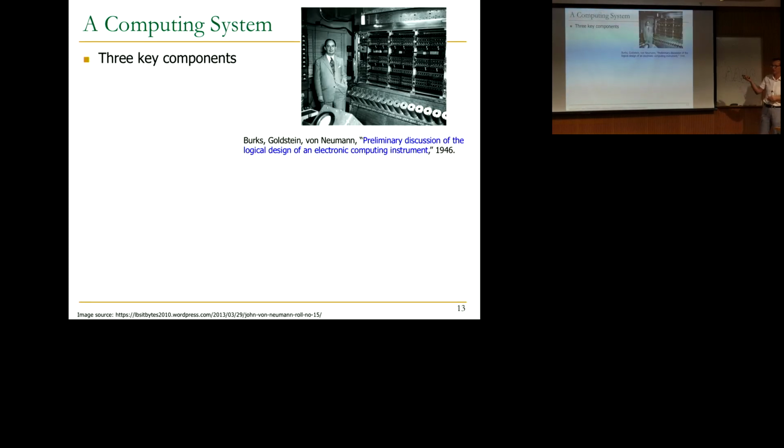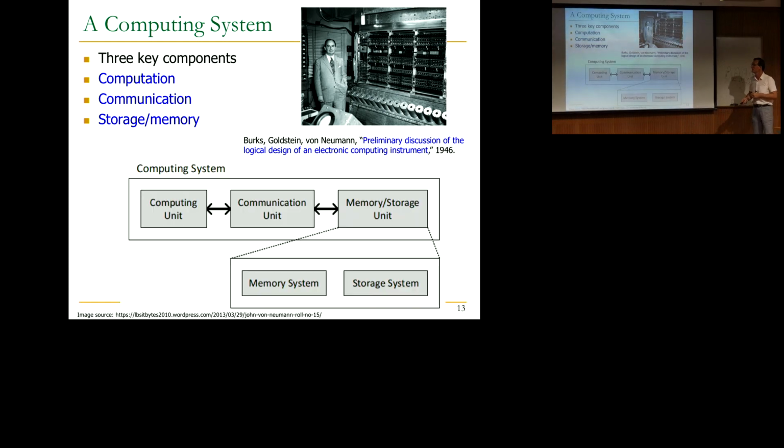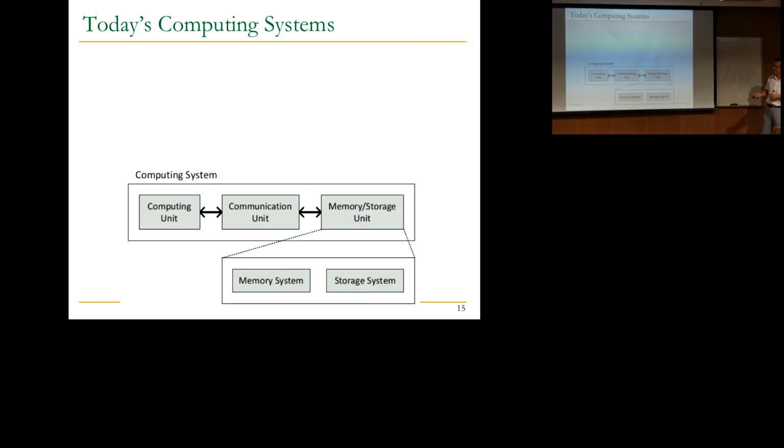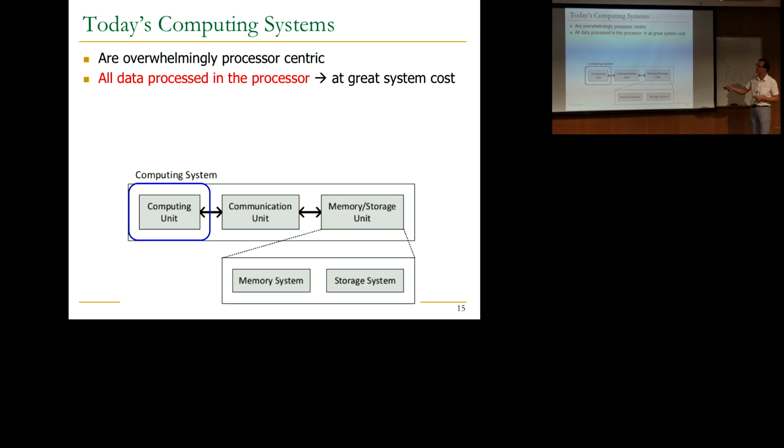processing. And if we go back, this is von Neumann 70 years ago. This is a seminal paper that introduced the von Neumann architecture. Basically, there are three key components to a computing system: computation units, communication units, and storage, memory units. And we've done a lot on all, but we've done a lot more on the processor side. Basically, today's computing systems are overwhelmingly centric in the processor. They're processor-centric. All data is processed in the processor. And when I say processor, now it contains the accelerators also, GPUs, any kind of accelerator.